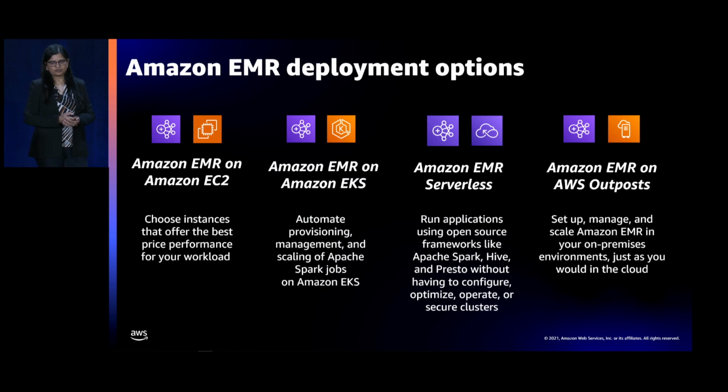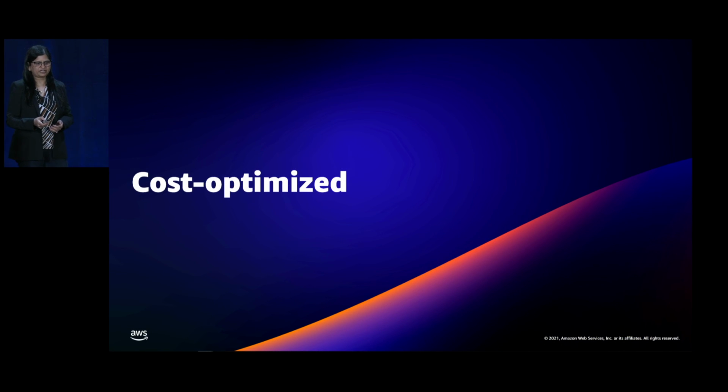And we also support running Amazon EMR on AWS Outposts. This is where you set up, manage, and scale Amazon EMR in your on-premises environments, just as you would in the cloud. So from an administrative perspective, you have a choice of the deployment option, and the administrator can decide based on their organizational requirements.